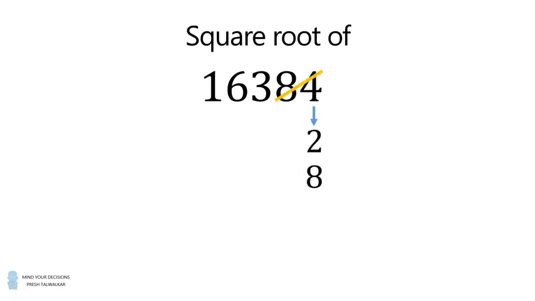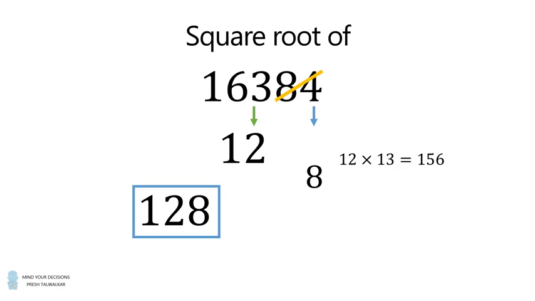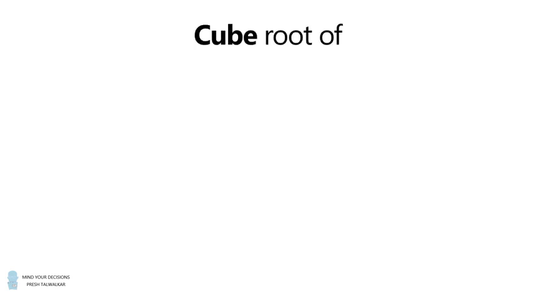Then we cross out the last two digits. We want the square that's closest to 163 without exceeding 163. This will be 12 squared, which is 144. We now take 12 multiplied by 1 more than itself, which is 156. Then we see that 156 is smaller than 163, so we take the larger option of 8. Thus, the square root of 16,384 is equal to 128. Wow. I will mention that you can also adapt this method to calculate the cube root of a number.